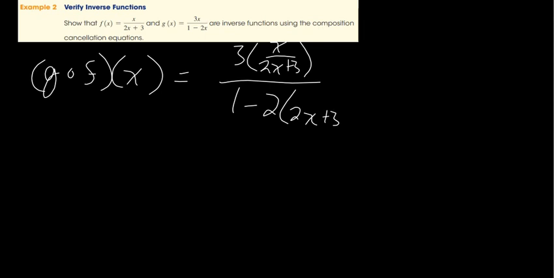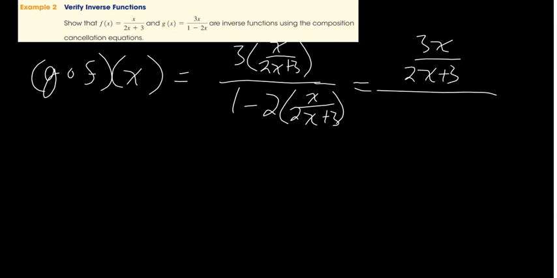So we've got 3 times x over 2x plus 3, all over 1 minus 2 times 2x plus 3 all under x. All right, oh gosh, this is ridiculous. In the numerator, I distribute that 3, so I'm going to have 3x over 2x plus 3 all over 1, and I'm going to distribute the 2, so I'm going to have 1 minus 2x over 2x plus 3.